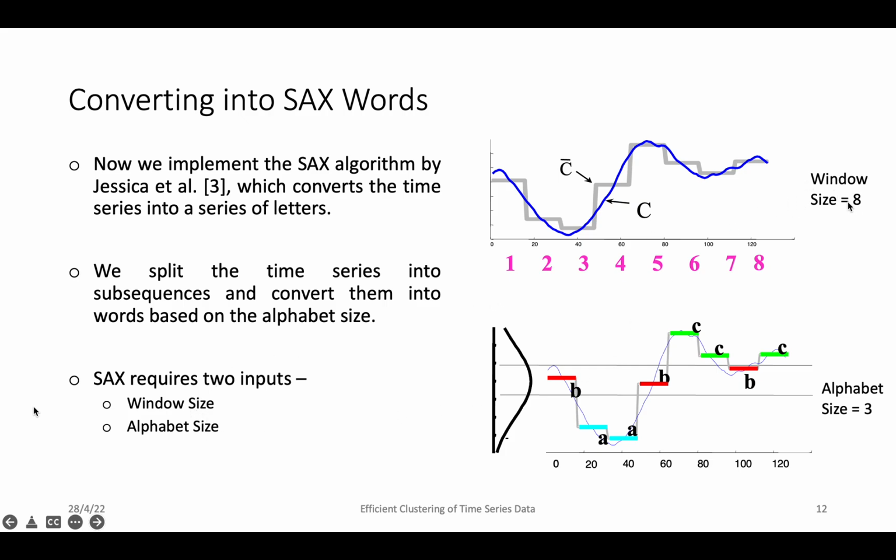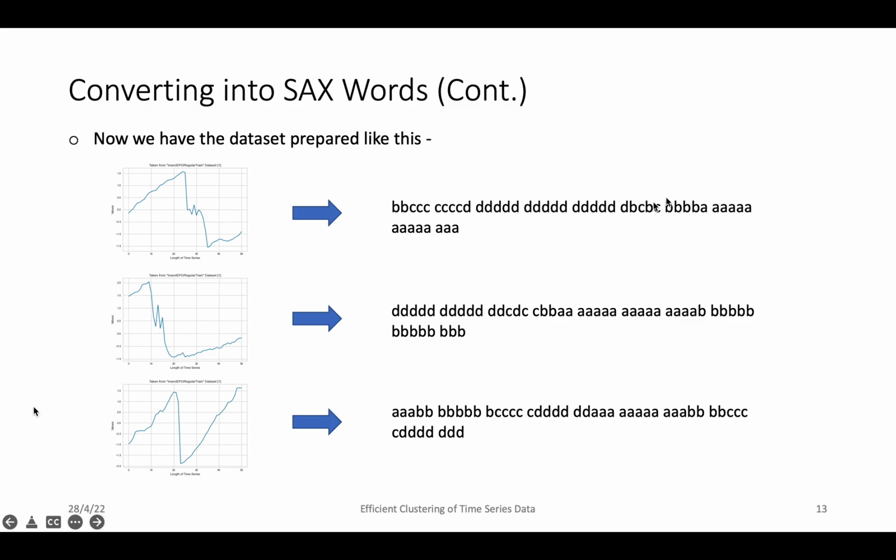One is the window size, one is the alphabet size. Here the window size is 8. So it slides a window of size 8 over the time series, and it converts those windows of length 8 into words, where the alphabet size is 3. When it's 3, it means that the words will contain 3 letters, A, B, or C, like that. So now we have our time series converted into a series of SAX words like these ones.